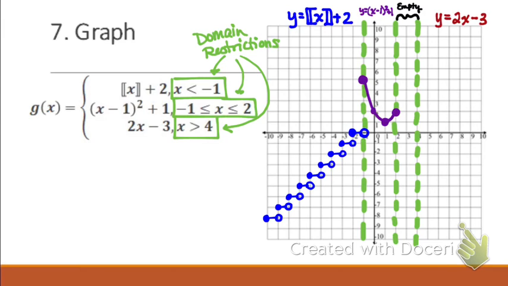If I put 4 in here for x, what kind of output does it give me? 5. So open or filled in here? Open. And then from there I have a slope of what? 2.